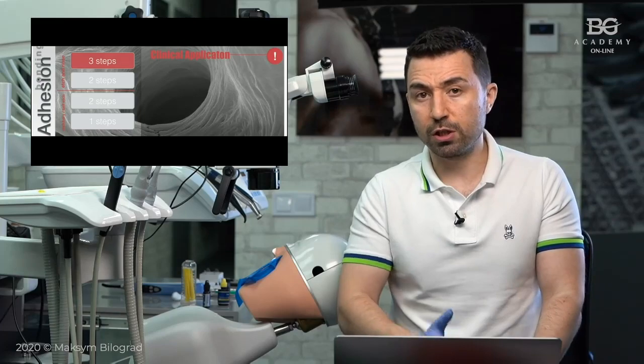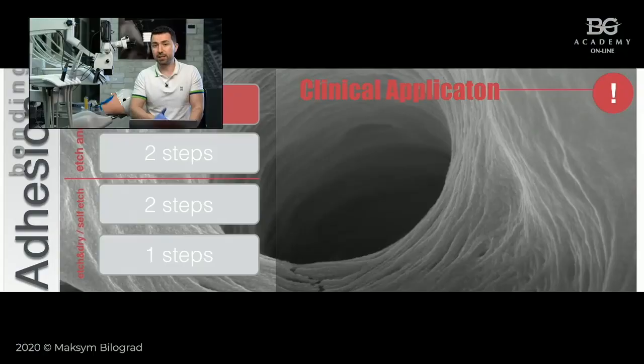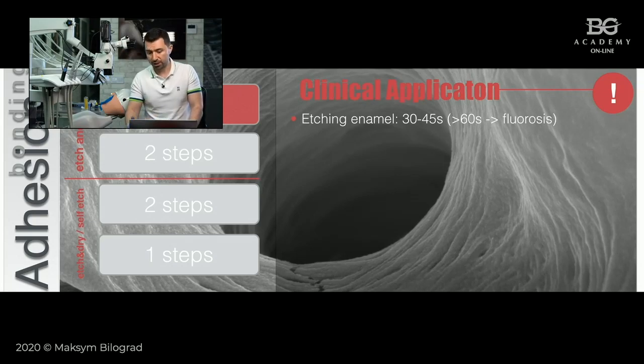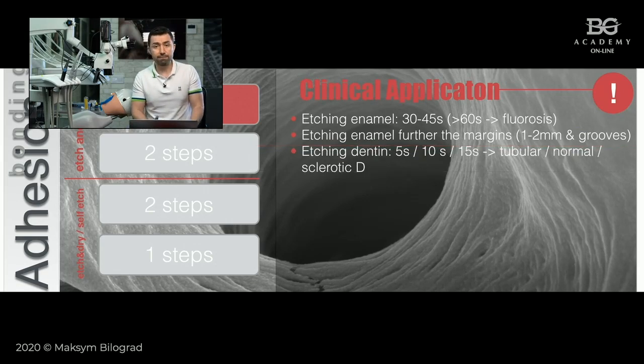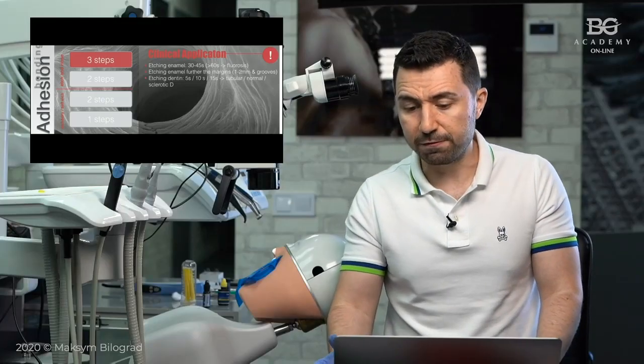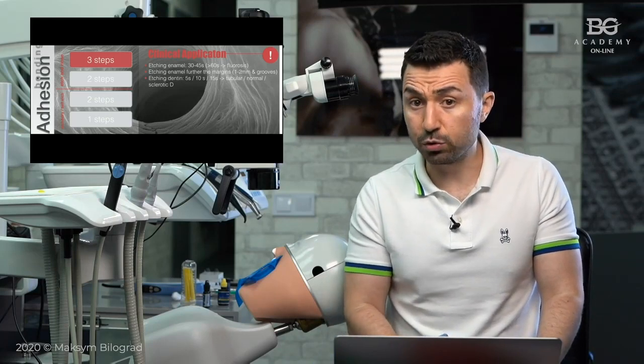How do we use Total Etch Classic 4th generation adhesive system? First, we have to etch enamel. The regular timing of enamel etching is about 30 seconds. We have to etch enamel further than the margins, just 1-2 millimeters more than your margins are. Then we etch dentin for 15 seconds. 15 seconds is the absolute maximum.